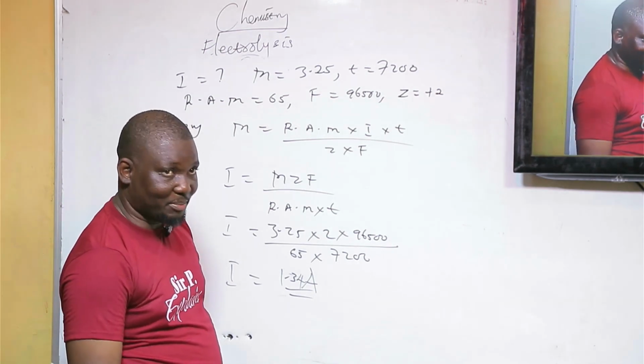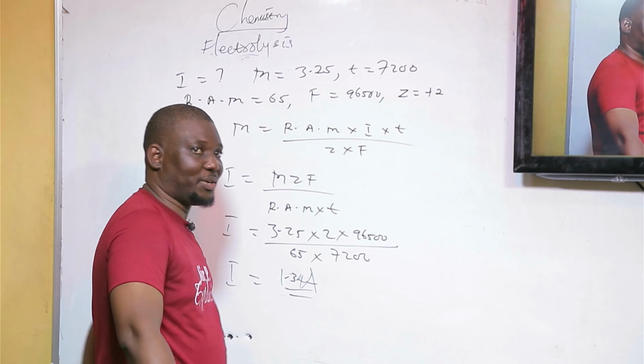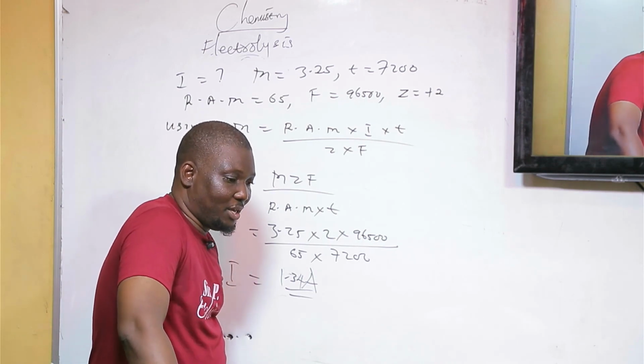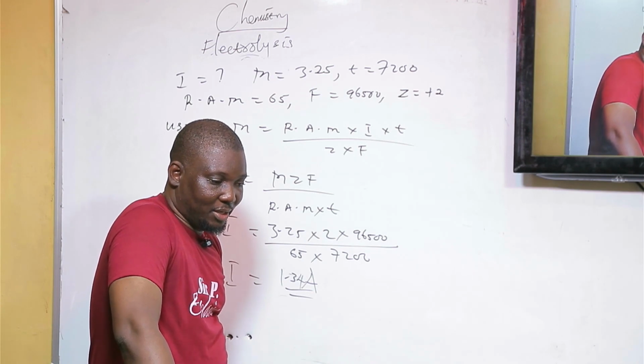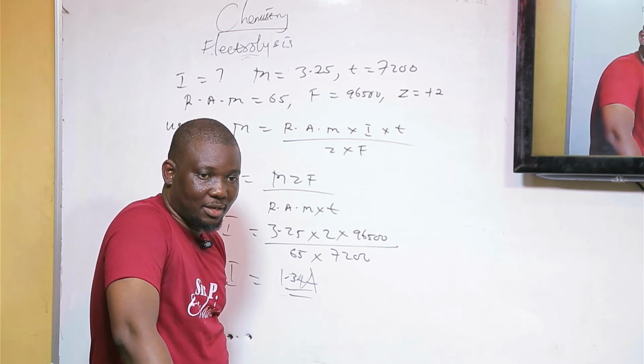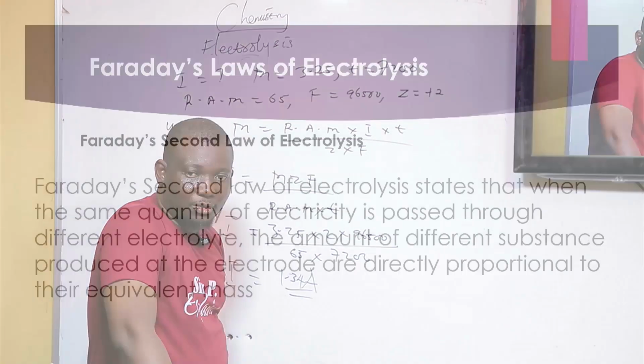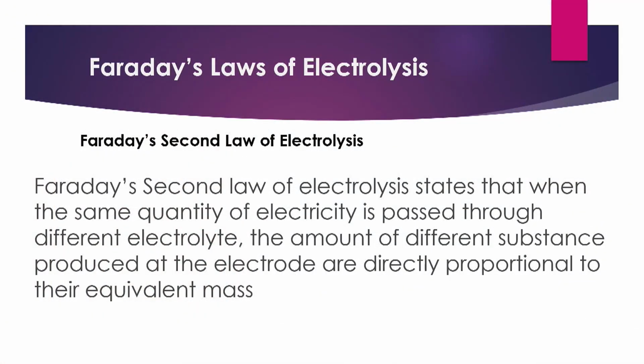Finally, Faraday's second law of electrolysis. This particular law has to do with solutions, two or more electrolytes that are connected in series. Faraday's first law has to do with one particular electrolyte, not two, not more. That is the essence of the first and second law. The second law deals with electrolytes that are different, but connected in series.